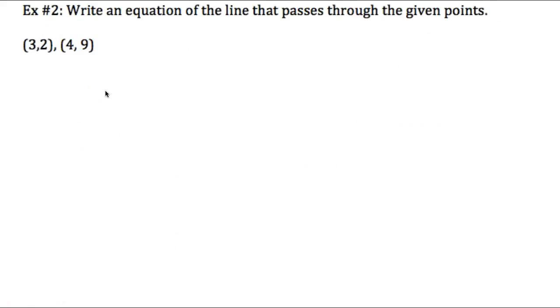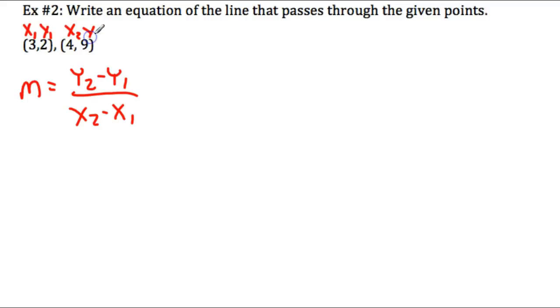So this is: write an equation of the line that passes through the given points. Well, whoa, where's the slope? I don't know the slope. Well, you can find out the slope. Remember the slope formula is m equals y2 minus y1 over x2 minus x1. So I'm going to call this point over here the first point. So this is x1, y1, and this is x2, y2. The first point, second point.